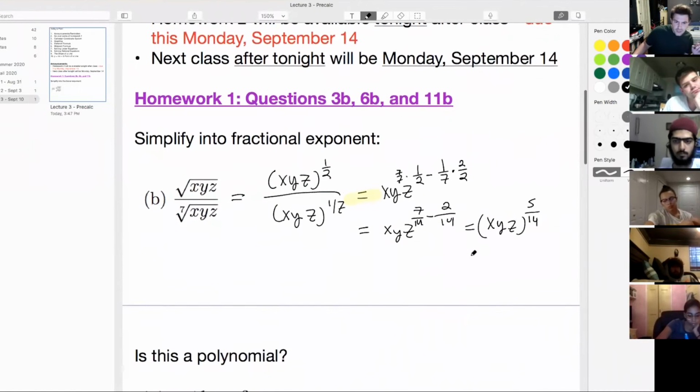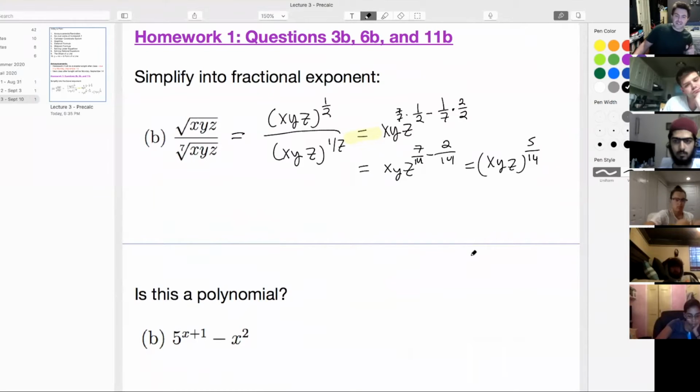All right, next one. A lot of people got this wrong. So the question just stated, is this a polynomial? Okay. So we have this expression 5 raised to the x plus 1 minus x squared. Would someone like to unmute themselves and explain to me if it is or if it isn't a polynomial? I'm going to say no because the variable is in the exponent, correct?